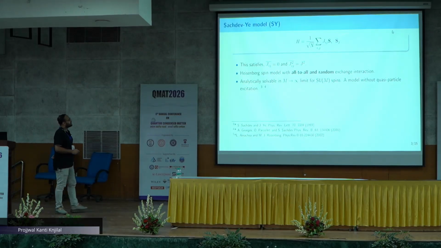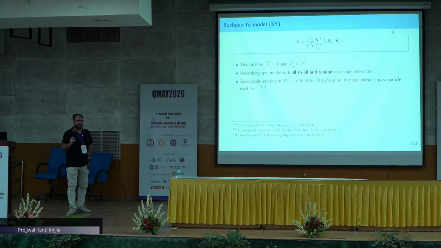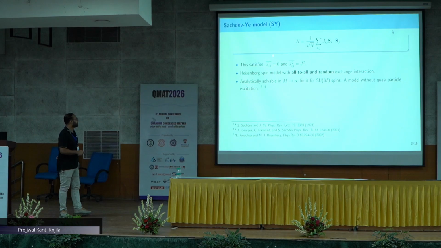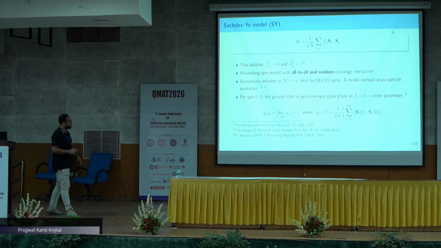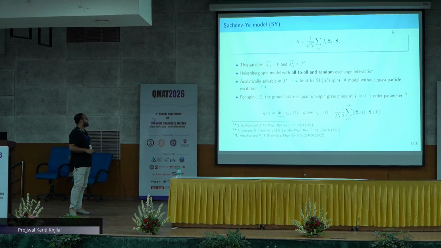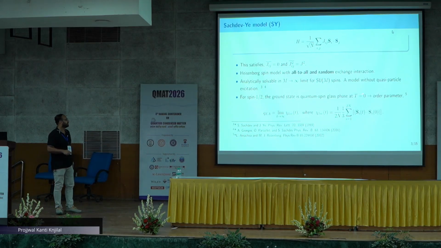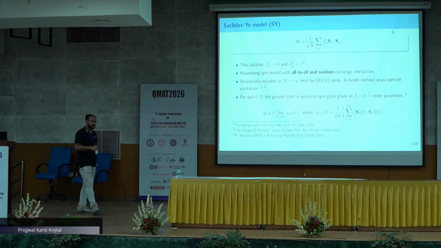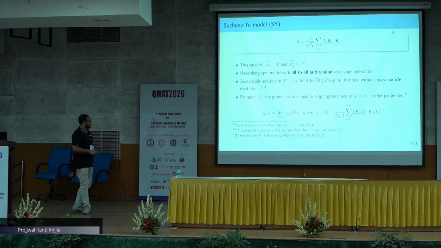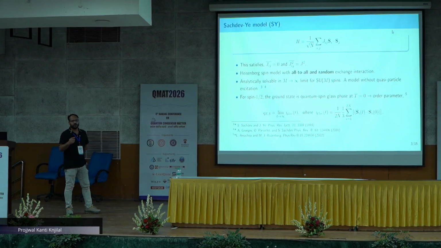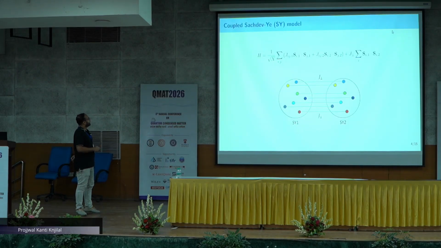So this model is very famous because of the analytical solvability for SU(M) spin in the large M limit, and it has been shown that, for the SU(2) case, the ground state is a quantum spin glass phase at T equal to 0. This order parameter is known as the Edwards-Anderson order, which is the long time limit of the local susceptibility that is defined in this way. So it's a spin-spin correlation type of thing.